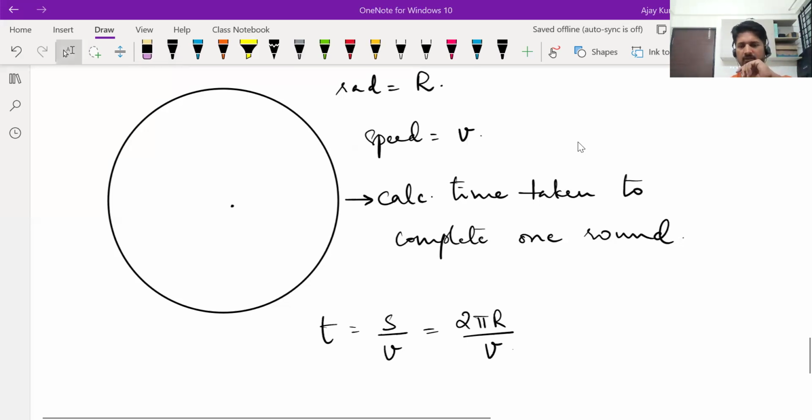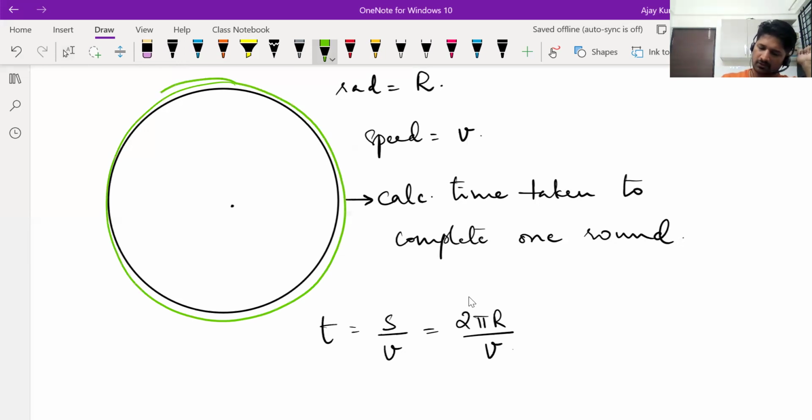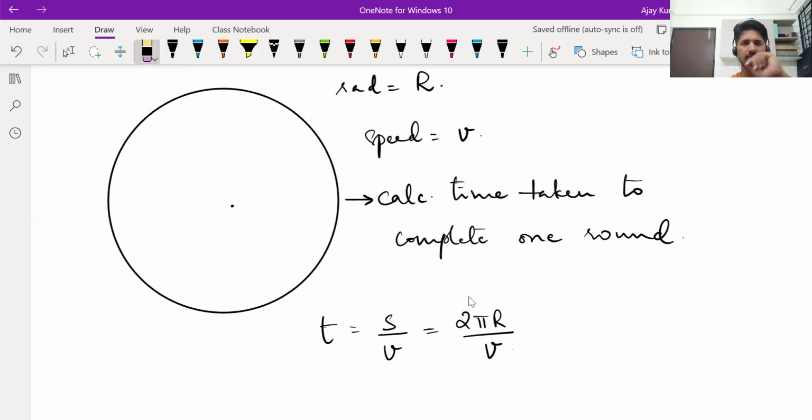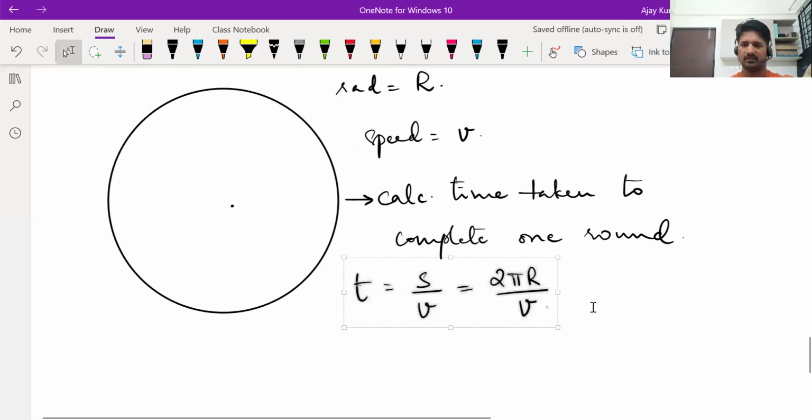Okay. Now tell me, if the object moves with constant speed, that means if it is uniform circular motion, will it always take the same time to do one round or not? Means will every round take the same amount of time or not? If the speed is constant and the circle is not changing, will every round take the same amount of time or not? Yes. It will.